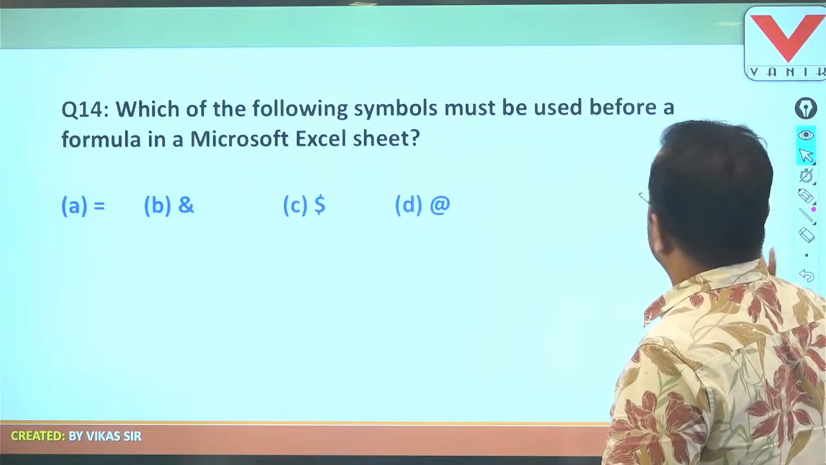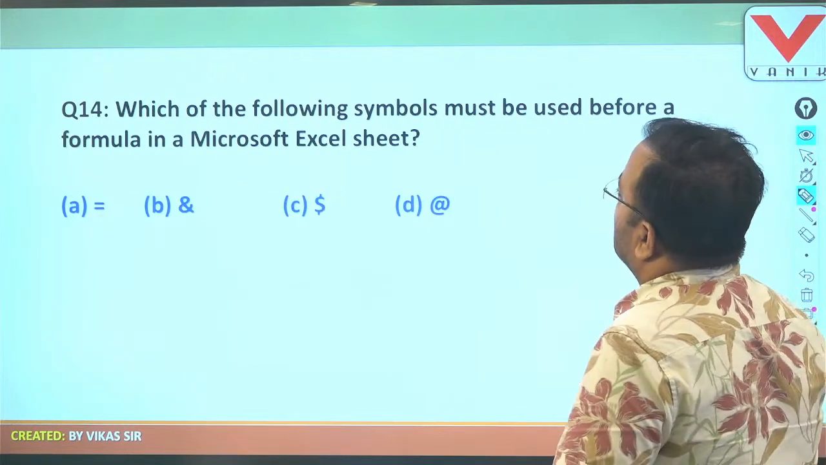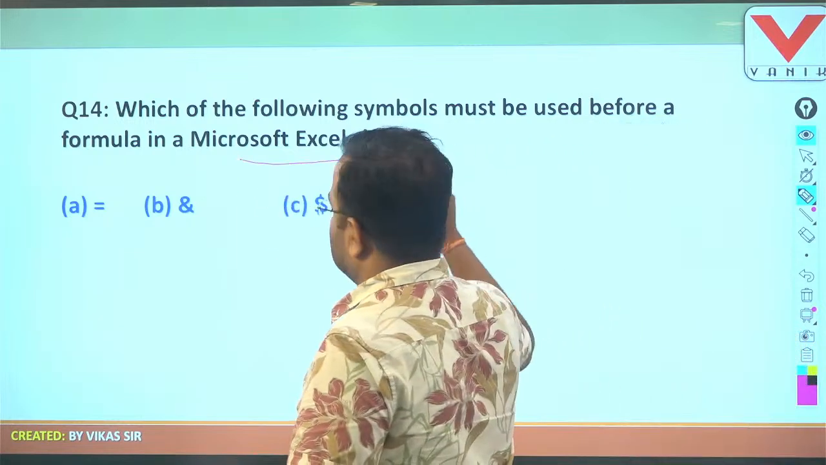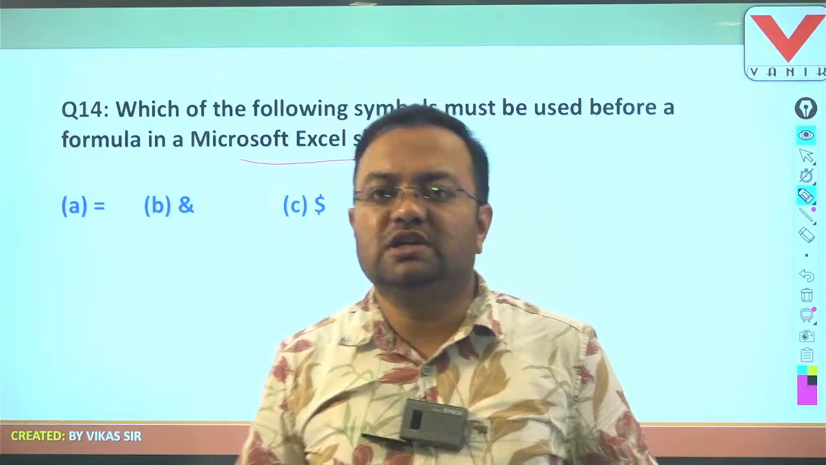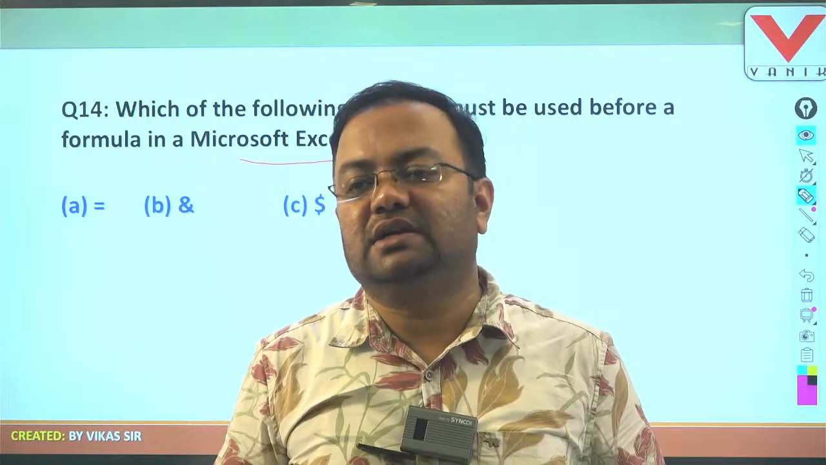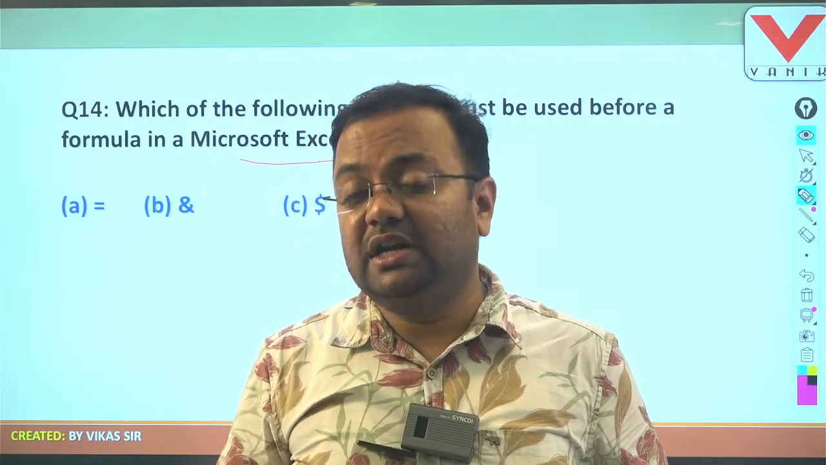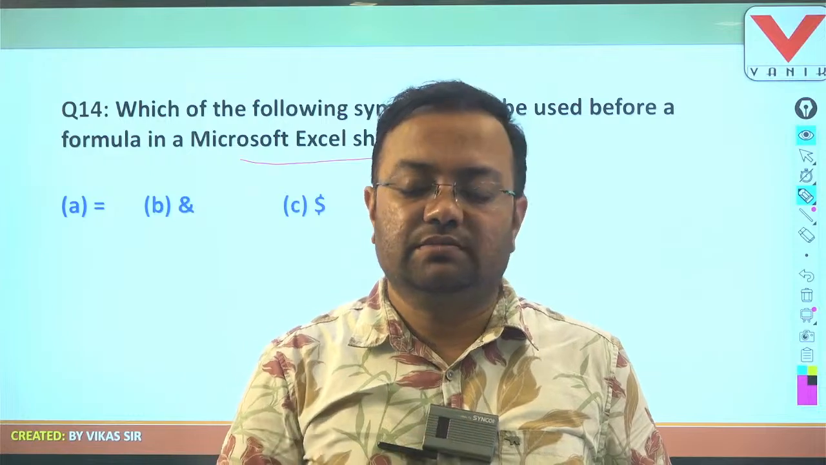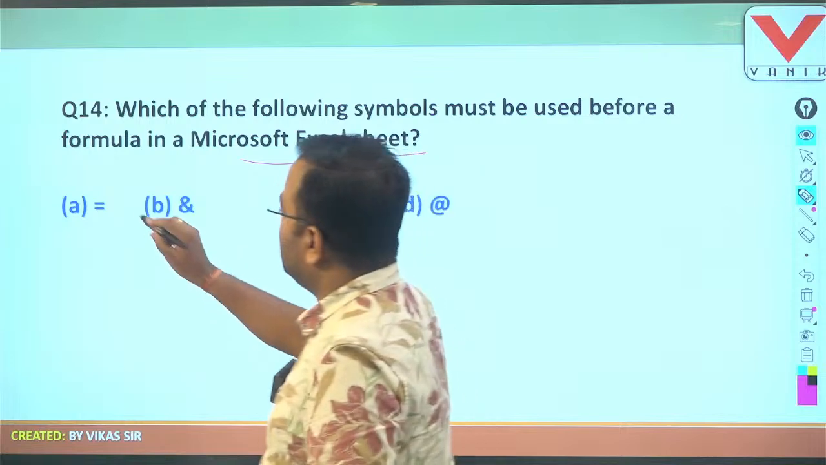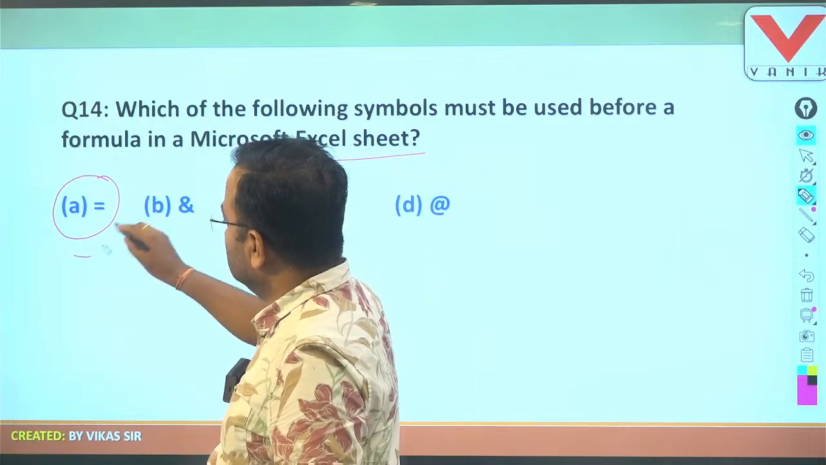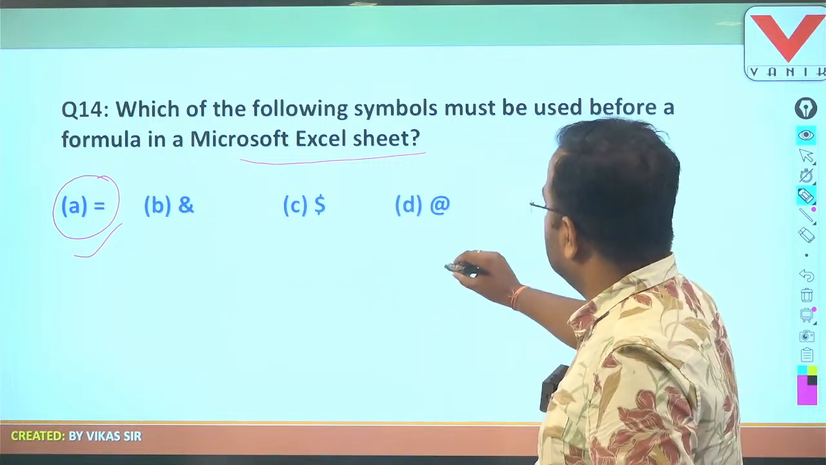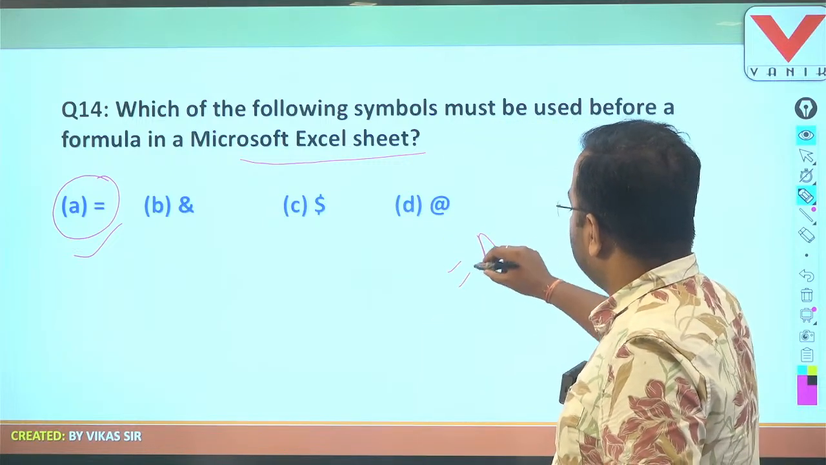Then goes to question number 14. Which of the following symbols must be used before creating a formula in MS Excel? This is another important question. Students, remember, more than 30 to 40 times it has already been asked in different examinations. While you are creating any formula and function, the symbol which is used before that is nothing but the equal to symbol. So when we start a formula, it begins with the equal to symbol. For example, equal to average.